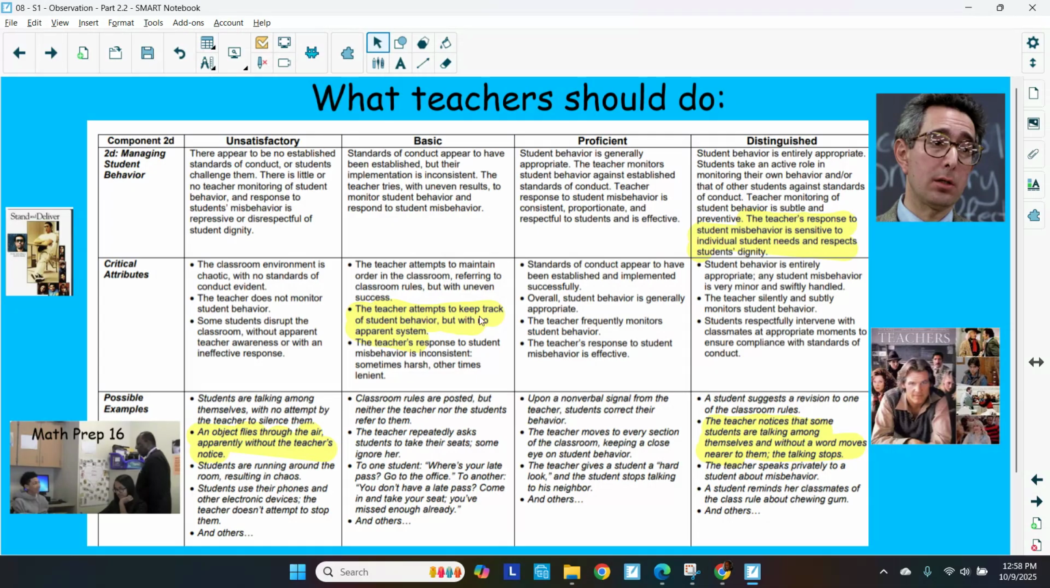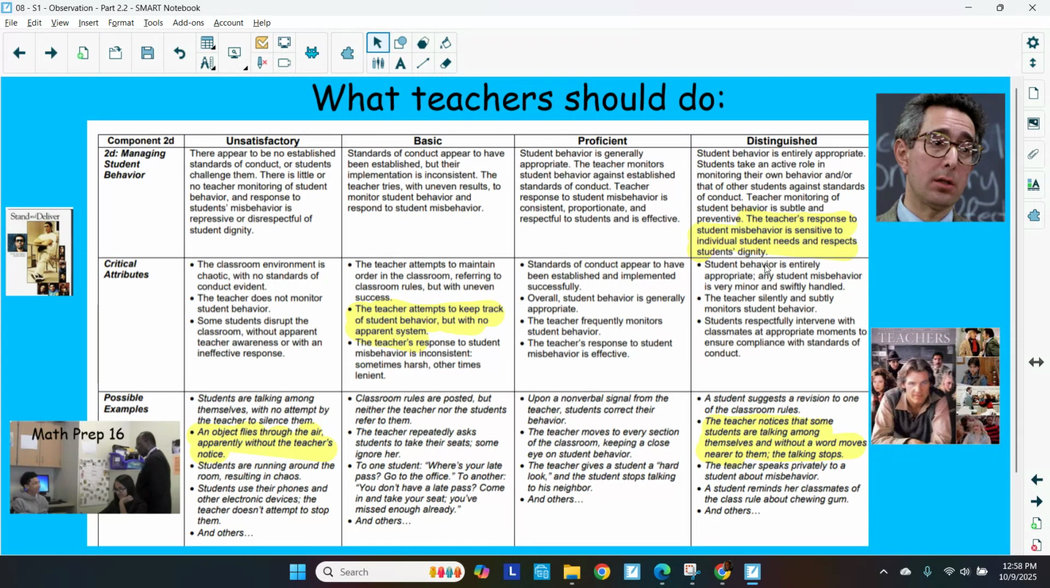Basic teachers attempt to keep track of student behavior, but with no apparent system. I'm gonna show you the system later on, what I do to keep track of students' behavior. And I think you'll like it, because when I bring in my paperwork at one of those meetings with the parents, they're very impressed with what I got.